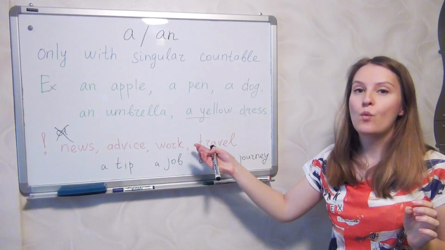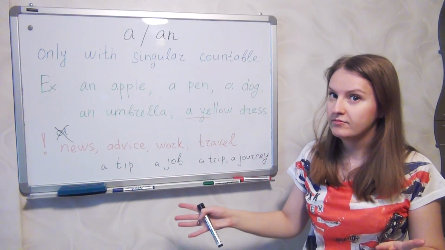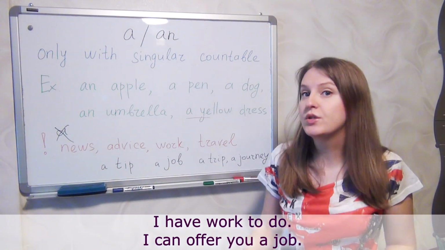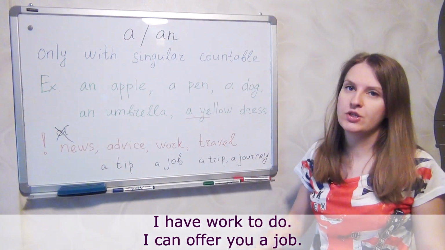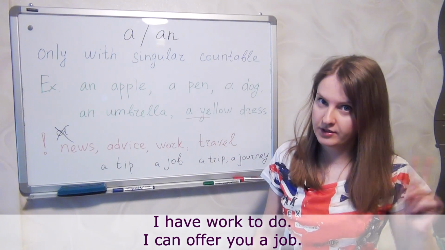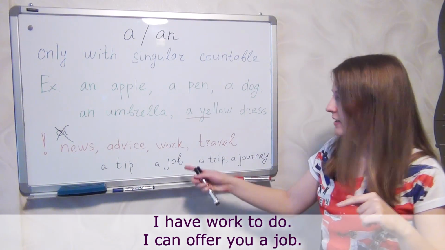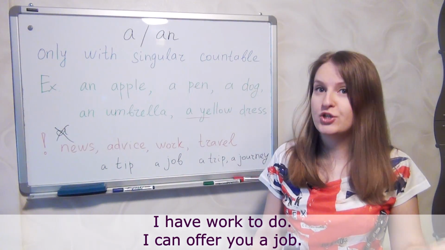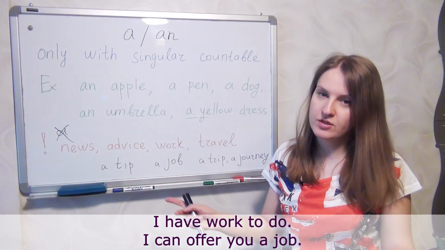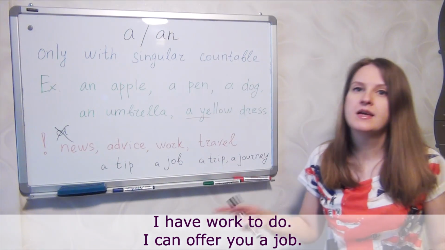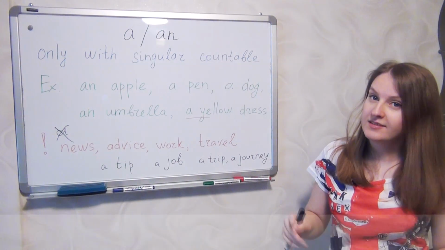The same here, work is uncountable. I have work to do. I'm sorry, I am busy. I have work to do, not a work. Work is uncountable, but I can offer you a job. A job. Job is countable and we can use it with the indefinite article.